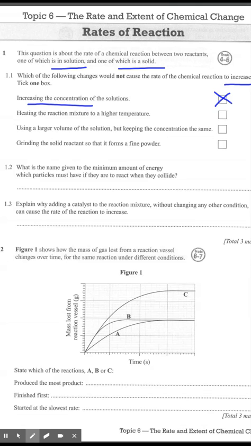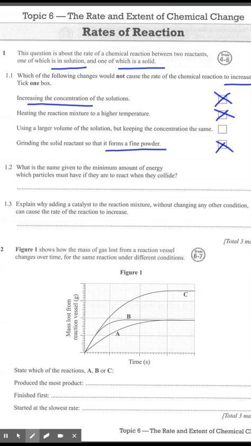Heating the reaction mixture is going to make particles move faster and hence allow them to have more collisions. It may also give them a greater likelihood of having the activation energy. And the last one, grinding the solid so that it forms a fine powder, is going to increase the surface area of the substance. And so we can assume that's going to increase the rate of reaction also, by allowing more collisions between, in our example, the hydrochloric acid and a magnesium powder, for example. So that's also not the answer.